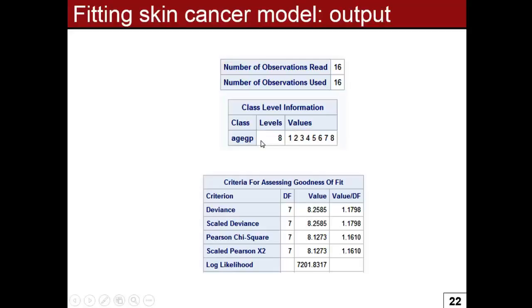It's telling us here that there was a class statement with age group. It had 8 levels to it. We're going to talk about how to use some of these goodness of fit criteria here. We're going to use the Deviance statistic to talk about statistical testing soon. That's going to be the next slide set.